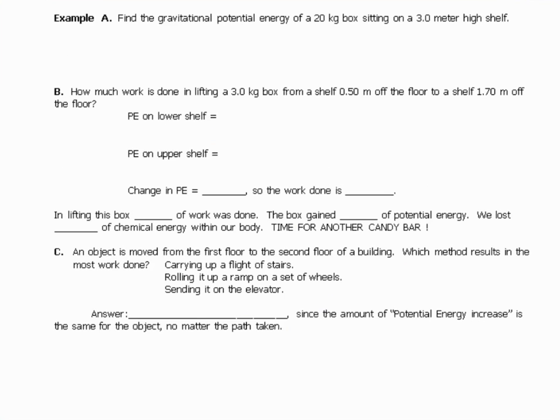Example A, find the gravitational potential energy of a 20 kilogram box sitting on a 3 meter high shelf. So we're looking for gravitational potential energy. That's mass times the acceleration of gravity times the height. We know the mass. We know the acceleration of gravity, and for now, let's just stick with 10 meters per second squared for a good approximation. And the shelf is 3 meters high.